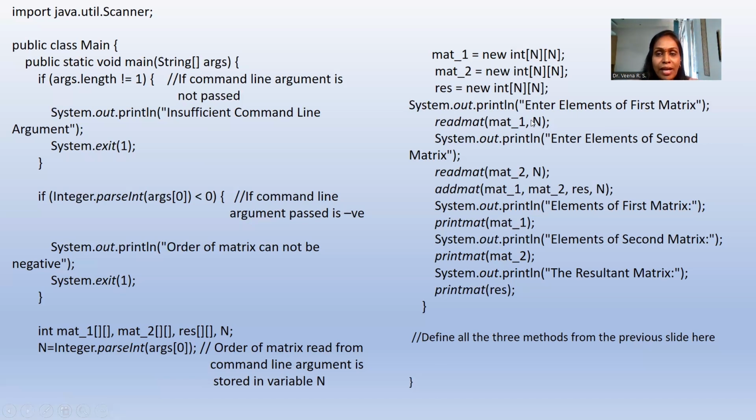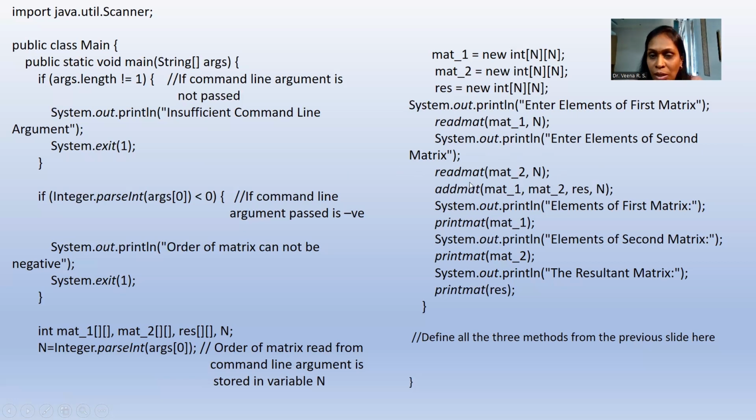So whatever the n value, as it is a static type of method, those values can be automatically taken from the main method as well as from the user-defined method. So matrix 1 I have passed with the size n. It will read the values and store them in matrix 1. Then I'll be reading the elements of the second matrix. I'll call the read matrix method by passing the arguments matrix 2 and n.